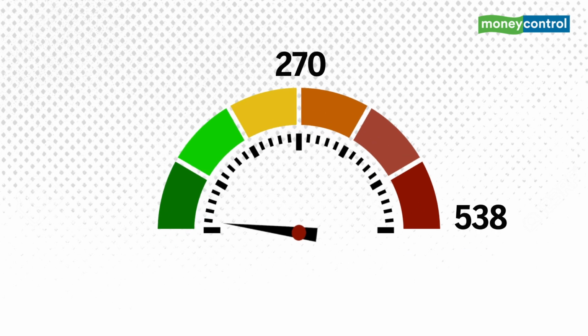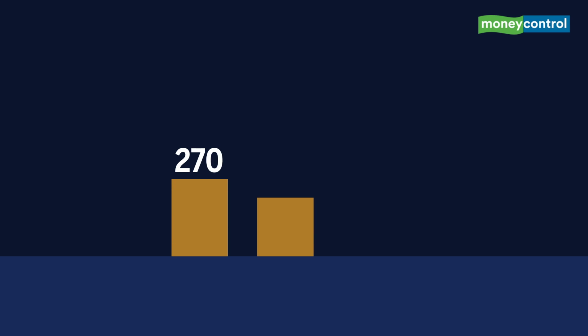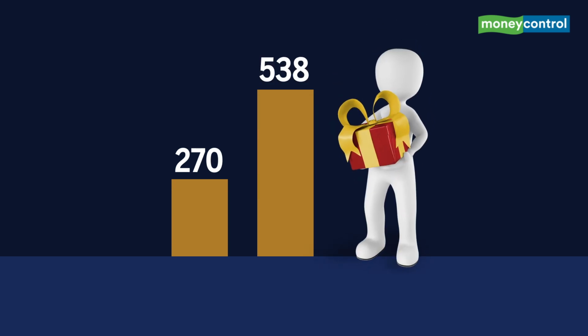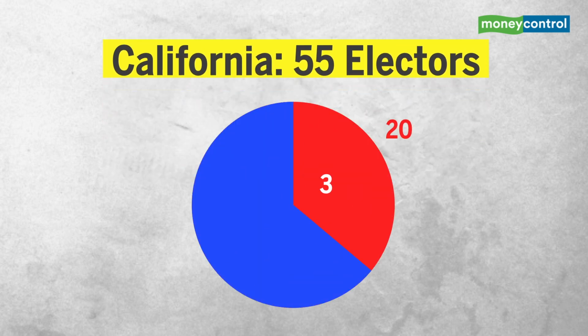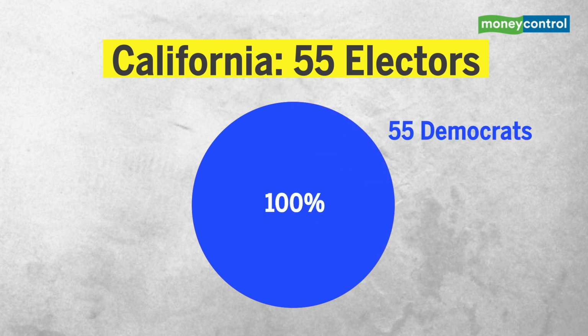Each elector gets to cast one vote after the general election. The candidate who gets 270 votes or more wins. How are these votes counted? Almost all of the 50 states in the US follow the principle of winner takes all. For example, if the state of California with 55 electoral votes ends up with 20 Republican electors, all 55 electors will go to the Democrats.